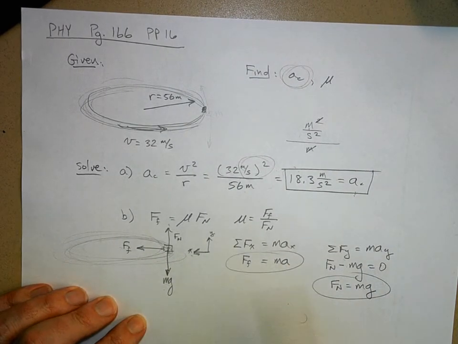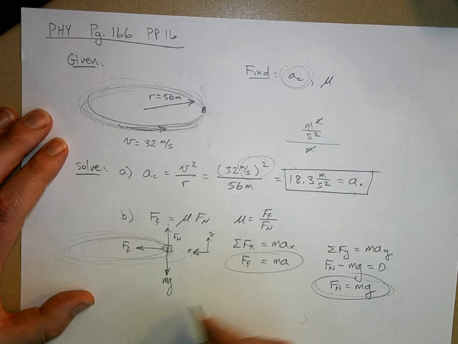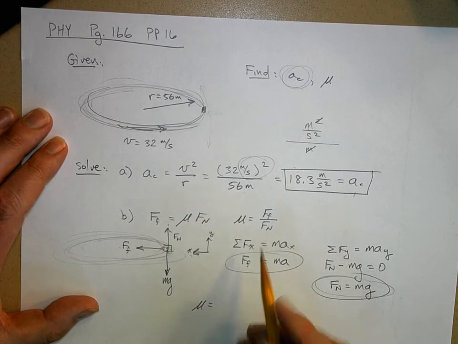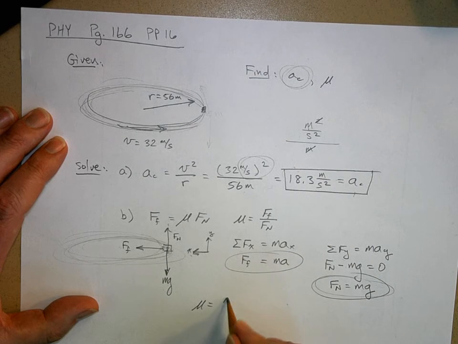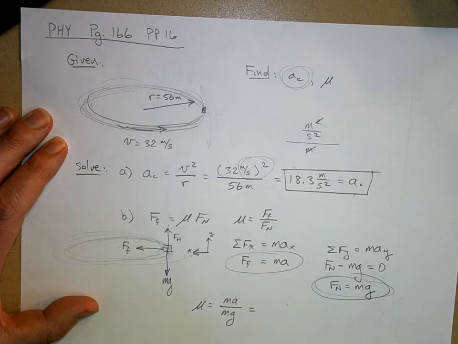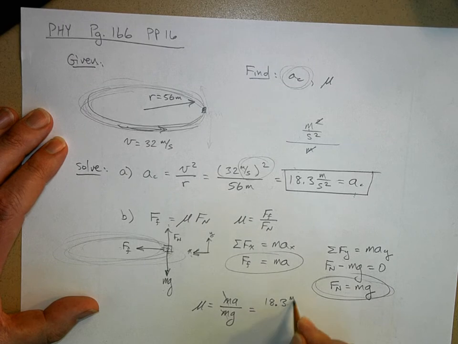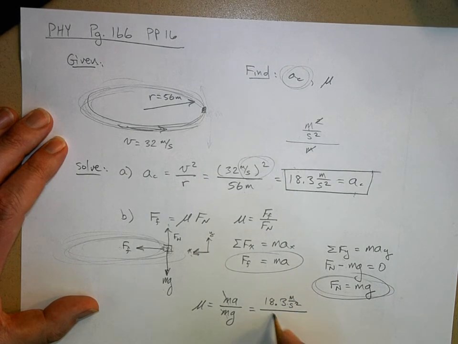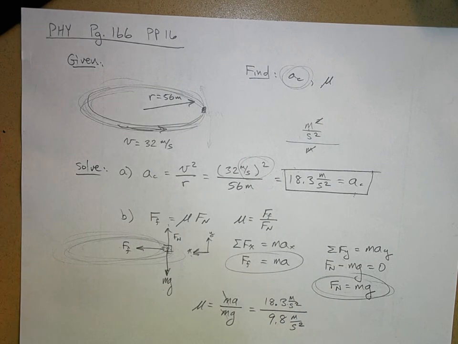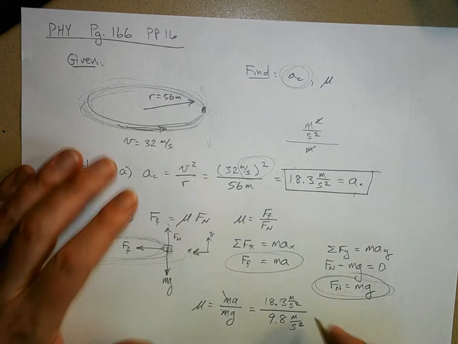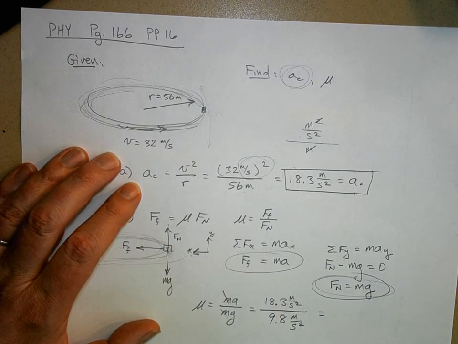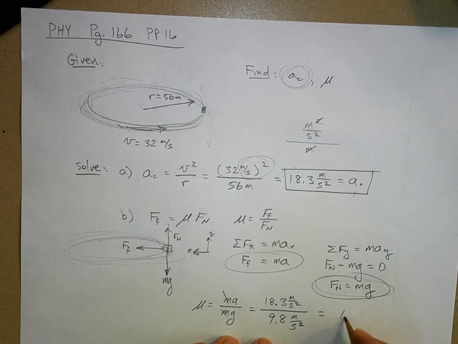So I got an expression for the friction force and for the normal force. So now I can solve for mu. The force of friction is ma. The normal force is mg. So the mass cancels. I've got an acceleration of 18.3 meters per second squared. I've got g is equal to 9.8 meters per second squared. And what do I get? I get 1.86. That's crazy.